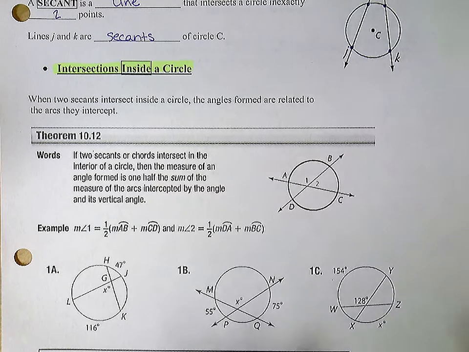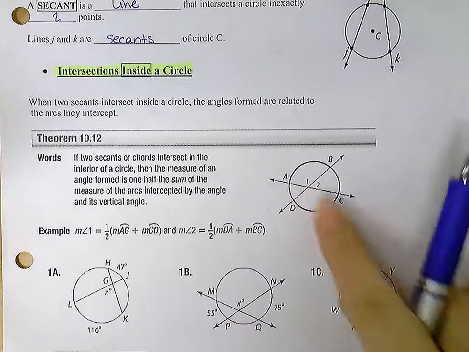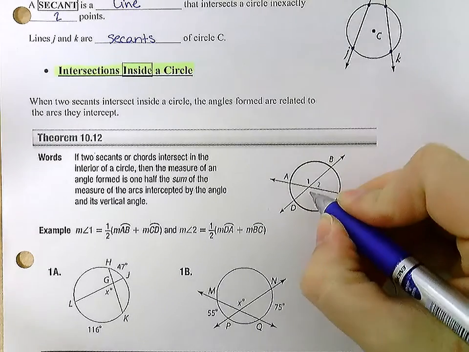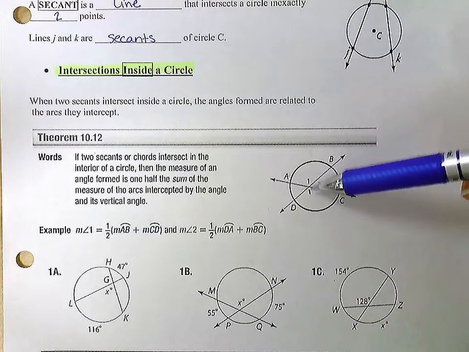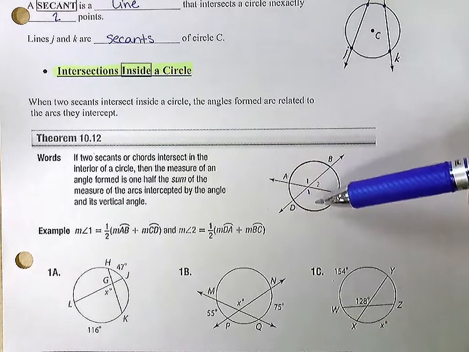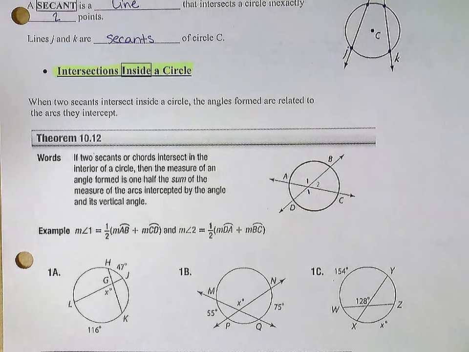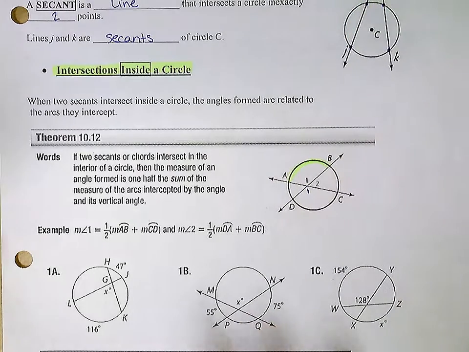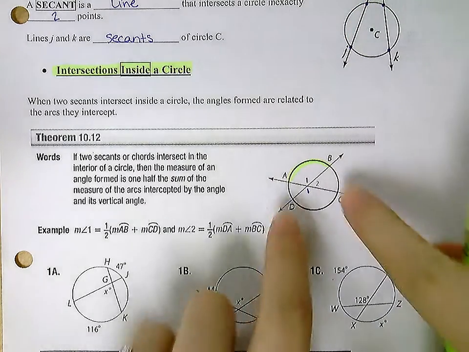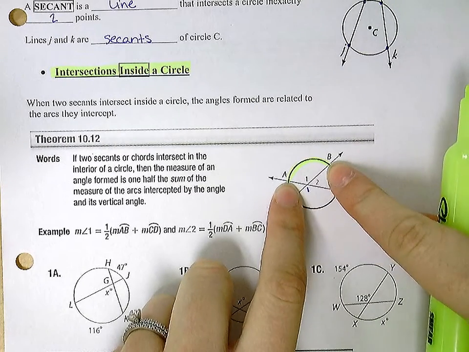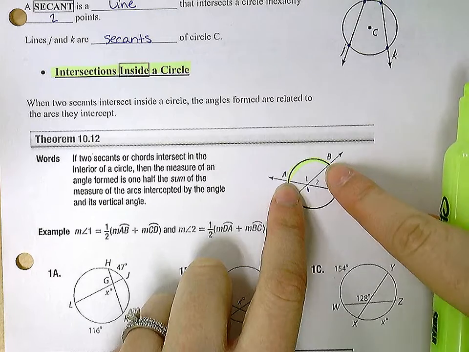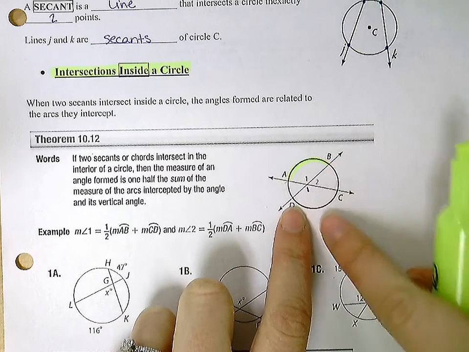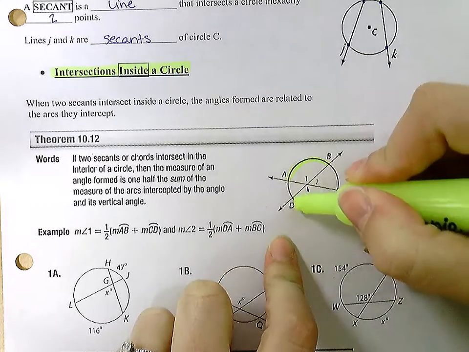Okay. So if I look at my picture on the right here, and I look at angle 1, its vertical angle would be this angle right here. So it's the angles across from each other with your two intersecting lines. Now those two angles are congruent. So what we can do to find their angle measure is take the arc that angle 1 intercepts, that would be arc AB. We're going to add it to the arc that its vertical angle intercepts, so that would be DC.